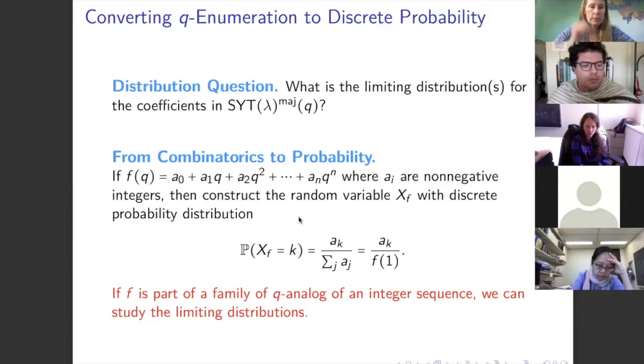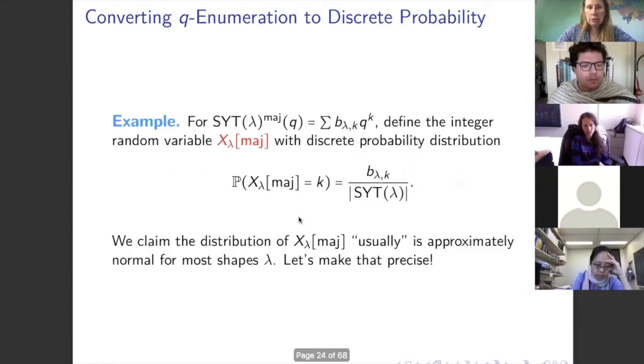Discrete distribution. And okay, so if f, our polynomial, happens to sit in a family of polynomials, we can see how these random variables relate to each other. So if we do this particularly for the Q analog of the hook length formula, I'm going to use those b lambda k integers as the numerator, divide by the total number of standard Young tableaux of shape lambda. That's going to be the probability that the random variable x lambda maj equals k. And the claim that we just saw in the picture is that these random variables are usually approximately normal distributions.